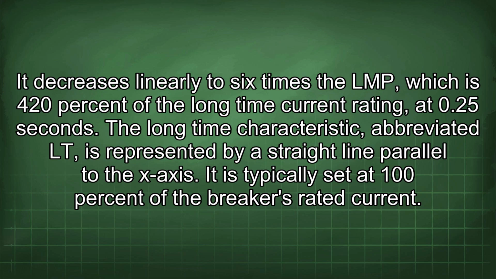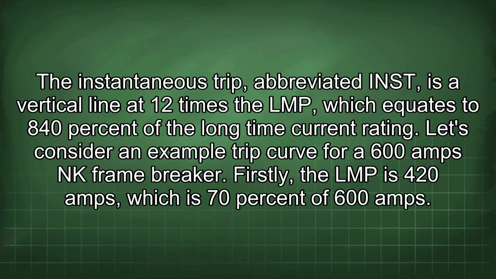The long time characteristic, abbreviated LT, is represented by a straight line parallel to the x-axis. It is typically set at 100% of the breaker's rated current. The instantaneous trip, abbreviated INST, is a vertical line at 12 times the LMP, which equates to 840% of the long time current rating. Let's consider an example trip curve for a 600 amps NK frame breaker.